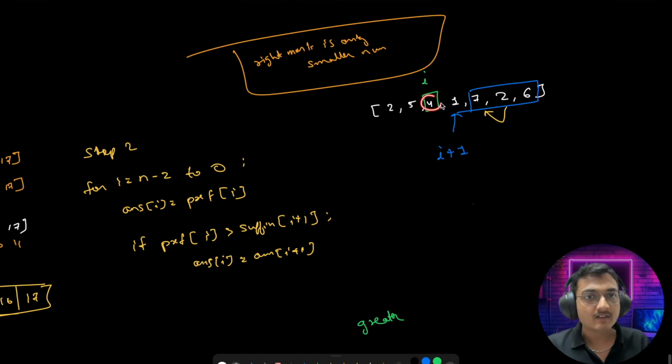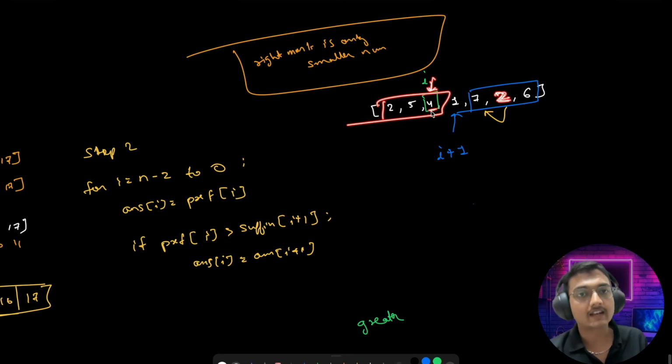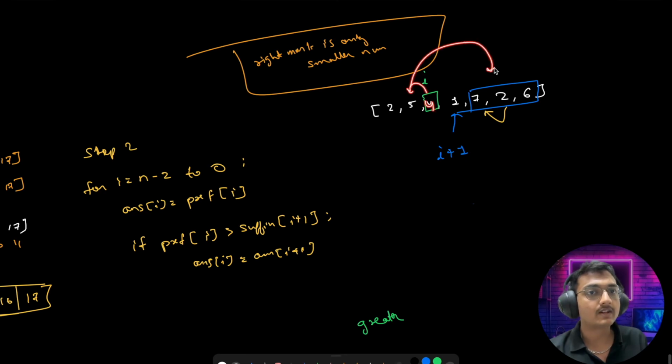I am here. Now, this is the prefix max. I am trying to find a smaller number on the right side. I found it. 2 is the smaller. Now, if 2 is smaller than this 4, can I say that it will be smaller than the prefix max? Yes, I can say. If it is smaller than 4, it will also be smaller than 5. So what will be my path? My path will be 4 to 5, 5 to 2, and 2 to 7.